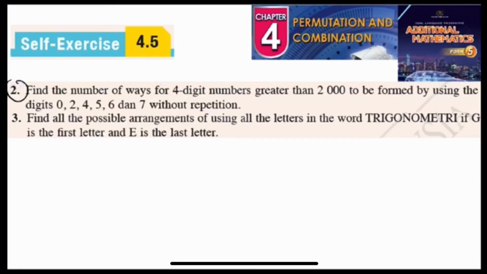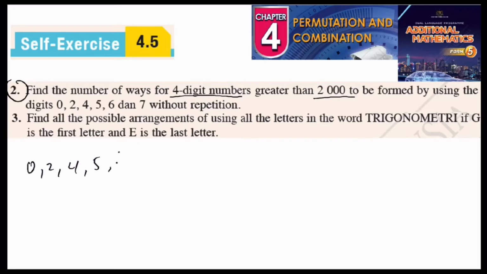Self-practice 4.5, question number 2. Find the number of ways for 4-digit numbers greater than 2000 to be formed by using the digits given. The digits are 0, 2, 4, 5, 6, and 7 without repetition. So the condition is greater than 2000 and without repetition.